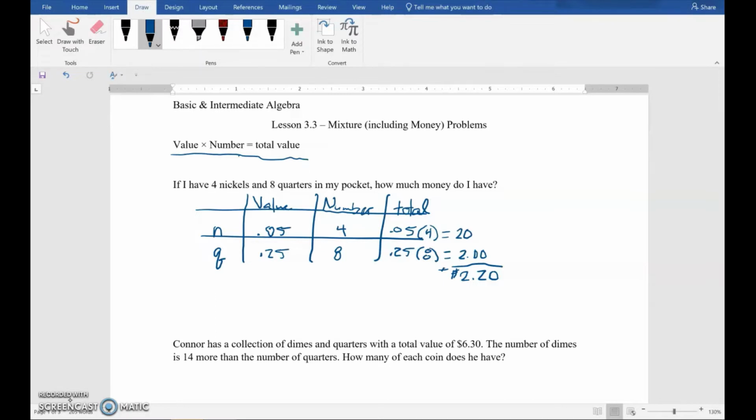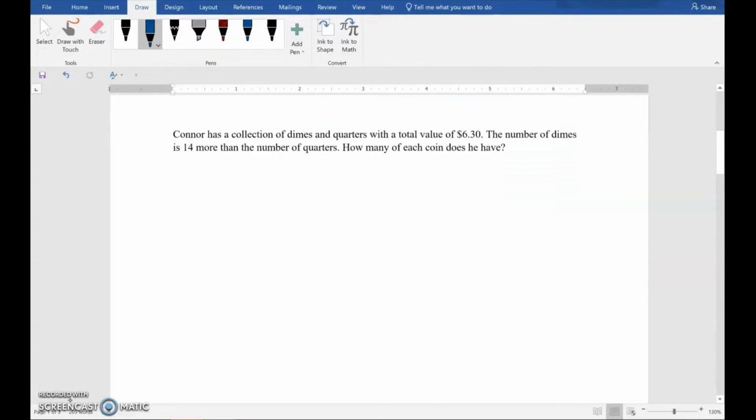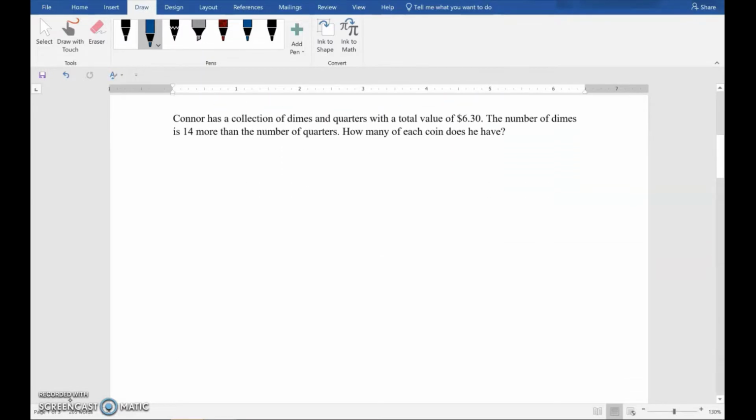Of course, let's start talking about some unknowns. Let's look at the next problem. Connor has a collection of dimes and quarters with a total value of $6.30. The number of dimes is 14 more than the number of quarters. How many of each coin does he have? Okay, we've read the problem completely. Let's talk about what we need to find. We need to find each coin, so let's be more specific. We're talking about dimes, which I'm going to call D, and quarters that I'm going to call Q.